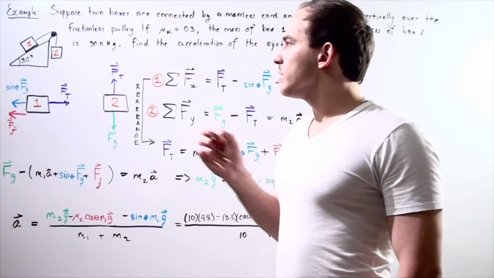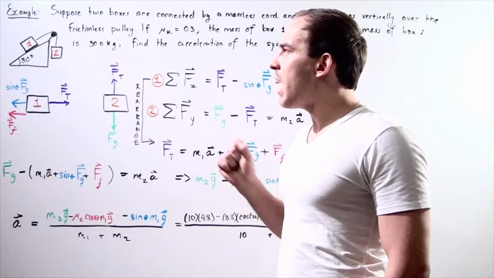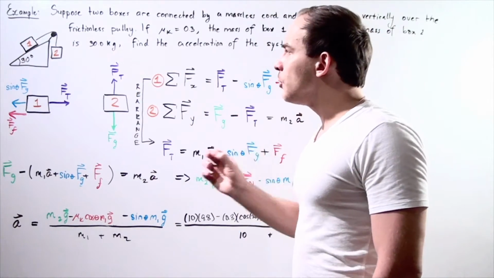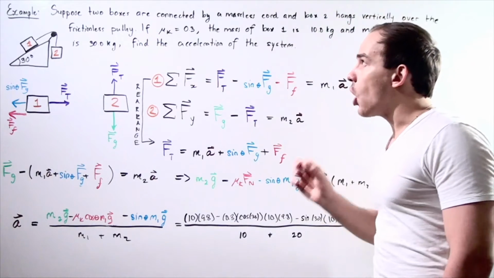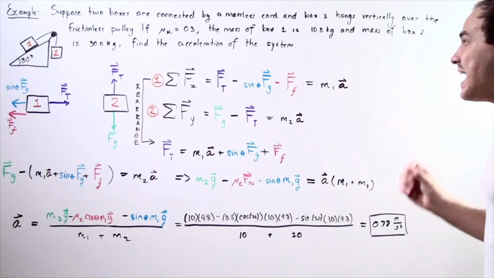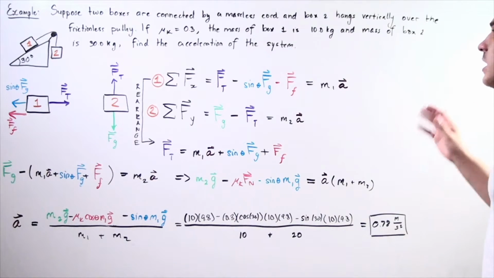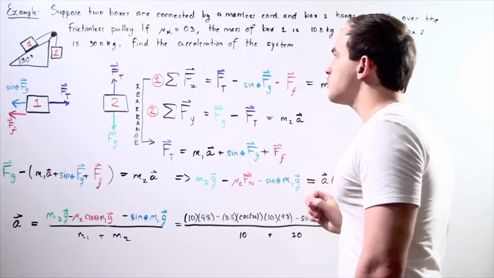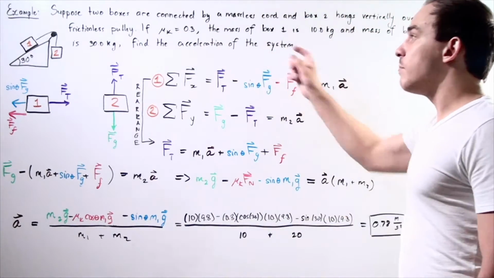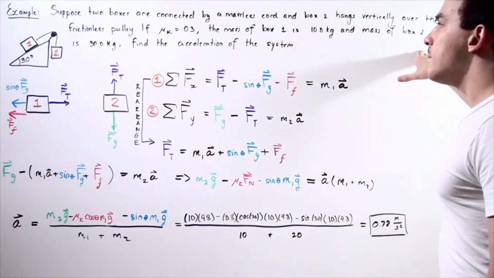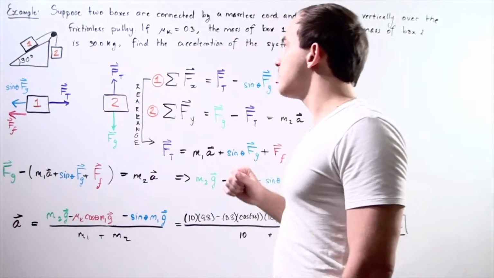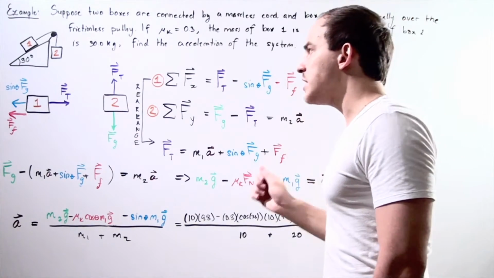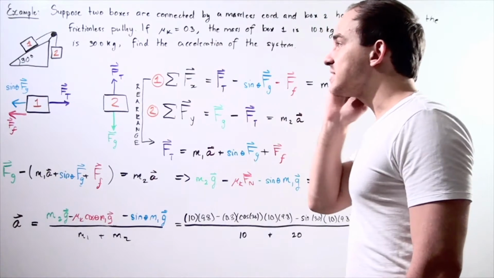So let's look at the following system that is composed of two boxes, box 1 and box 2, an inclined plane, and a pulley. Suppose two boxes are connected by a massless cord and box number 2 hangs vertically over the frictionless pulley. If the coefficient of kinetic friction is 0.3, the mass of box 1 is 10 kilograms and the mass of box 2 is 30 kilograms, find the acceleration of the system. In other words, what is the acceleration of box 1 and box number 2?